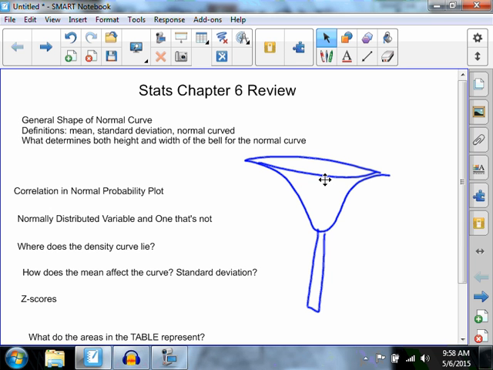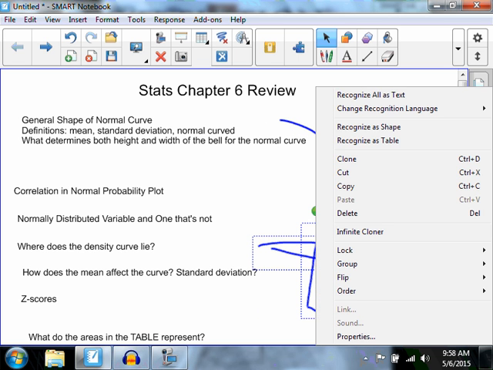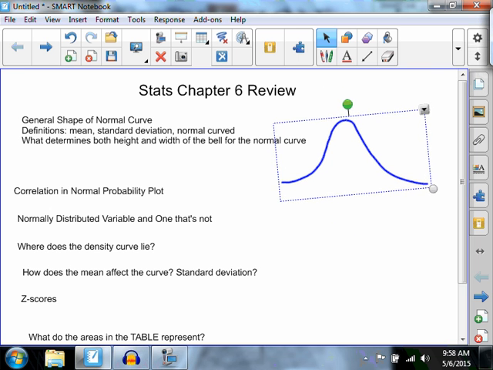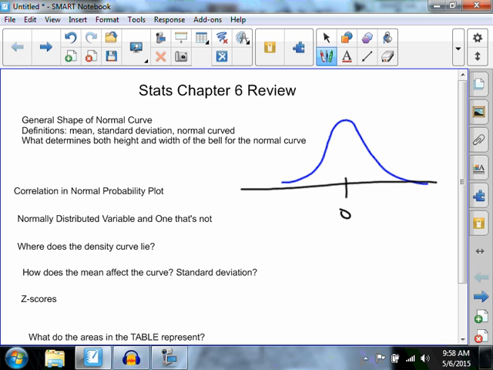What determines both the height and width of the bell for the normal curve? Well, we had talked about that a while ago. What determines the height and the width? Well, remember the center of it. The center of it is usually based around the mean, and for a standard normal distribution, the mean is 0. If we had an average of negative something, well, the bell would be down here, and if it was positive something, the bell would be up here. So anyway, the mean doesn't really affect the height of it, it just affects the location.